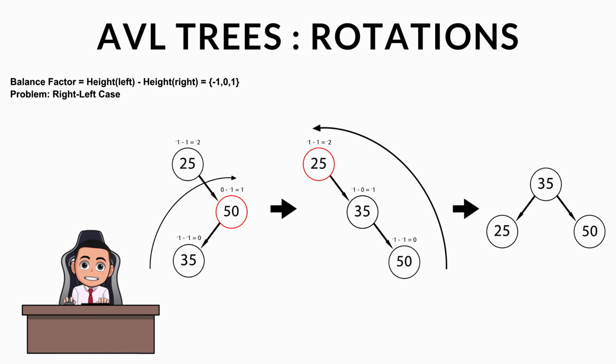Once again, let's calculate the balance factors. The leaf nodes are always 0, and our root is also 0. So this tree is now considered height balanced. So in the case of our right-left example, we had to perform a double rotation. First, we rotated right, then we rotated left.